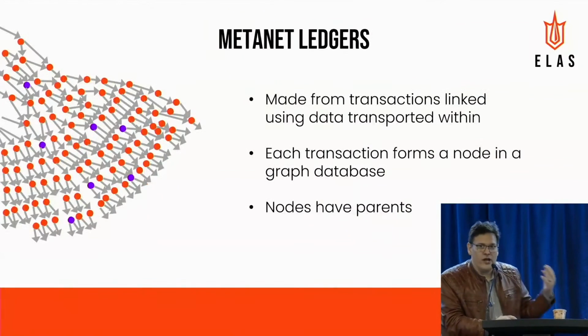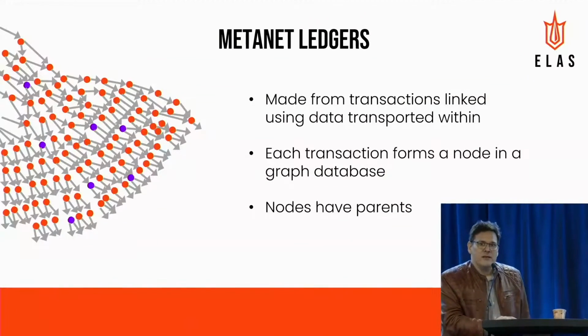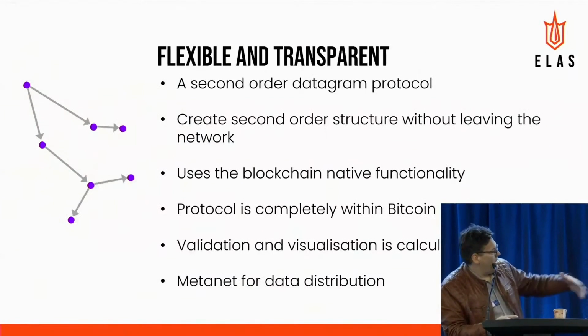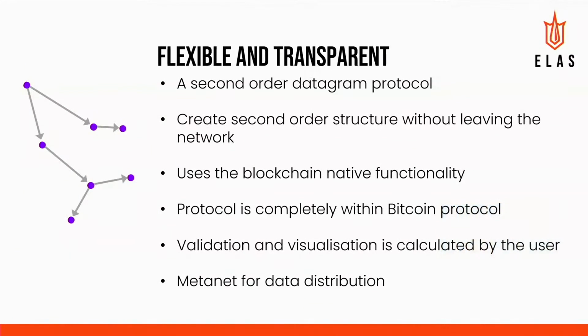So what do these look like in the context of the ledger? They come in looking like regular transactions, but when we distill away all of the noise, we get this second layer effect where we've created a completely different database, but it's fully encapsulated within the layer 0 blockchain ledger. We call it a second order datagram protocol, and you can put just about anything you like in there, and it allows you to create that second order structure without ever having to leave the network. So you do it within Bitcoin.